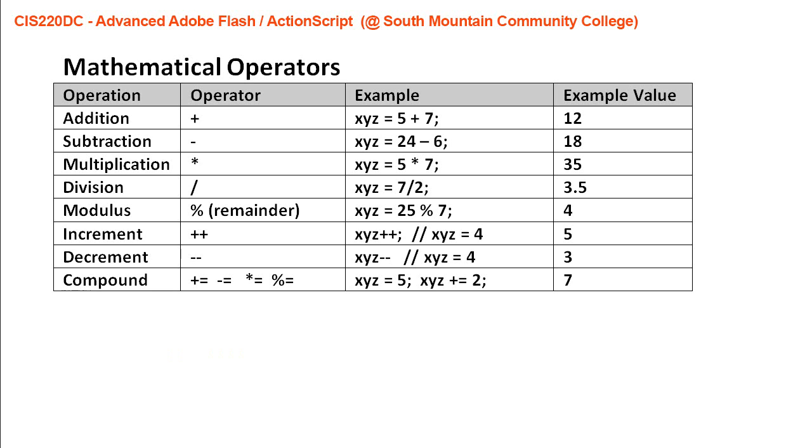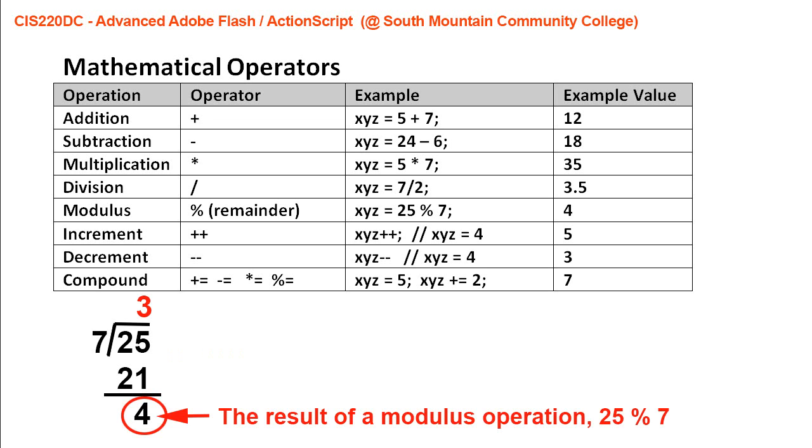Then we have something that's probably not familiar to you, and that's called a modulus operation. The modulus operation gives us the remainder of an integer division. For example, 25 modulus 7 yields a result of 4. Well, how do we get that? Well, if we divide 7 into 25, 7 goes into 25 3 times. And we subtract 21, and we're left with a remainder of 4. That is the result of the modulus operation. It simply is what is not evenly divisible by the operand.